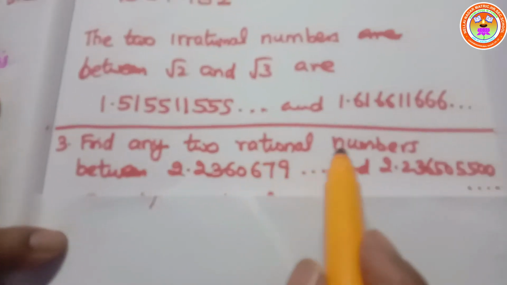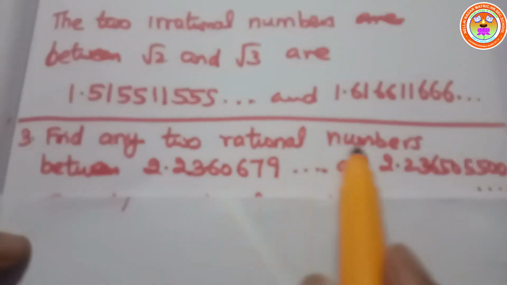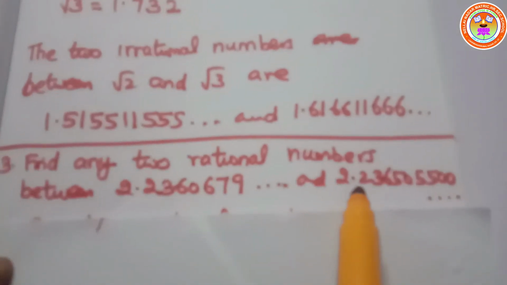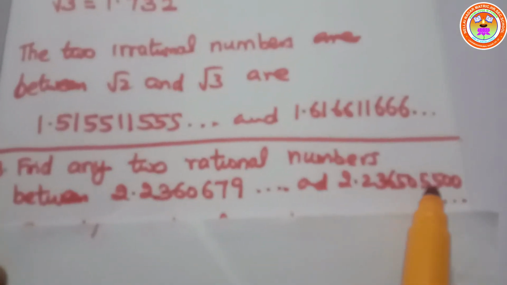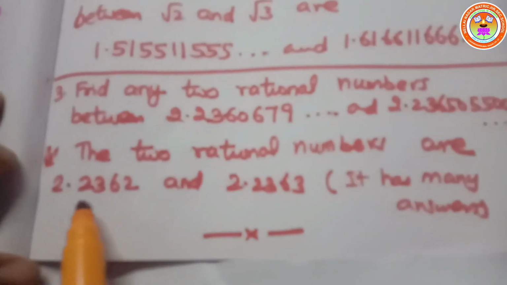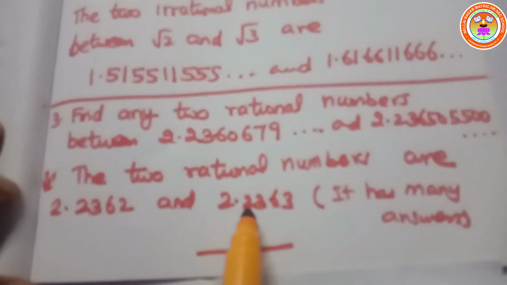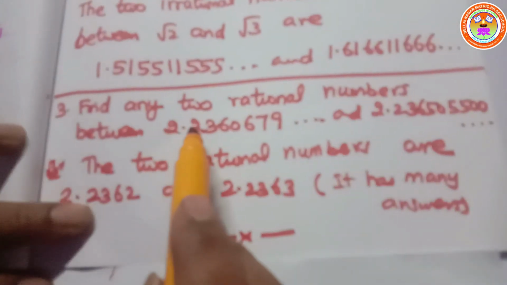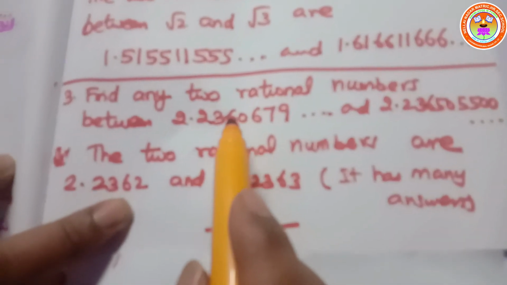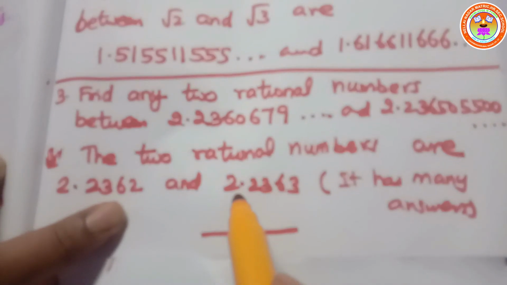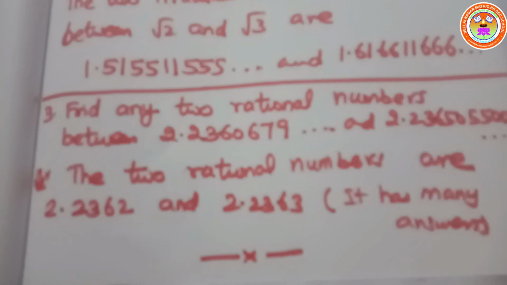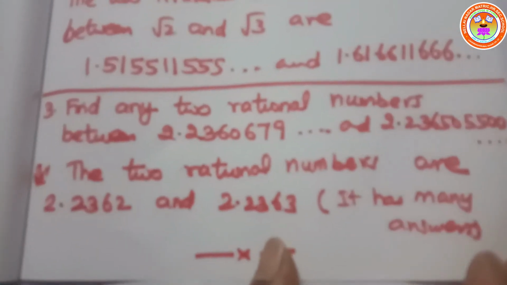Next, last sum. Find any two rational numbers between 2.2360679 and 2.236505500. So two rational numbers are 2.2362 and 2.2363. See children, 2.2360 is there, you put 62 or 61, 63 or 64, whatever it is, and 2.2363 is there. So it has many answers. It's clear, children? Okay, today we'll complete this one, children.